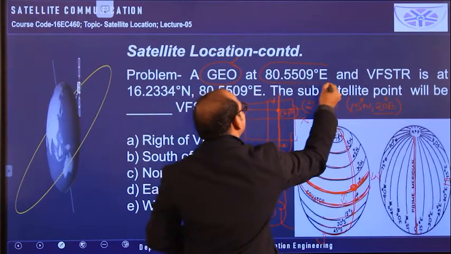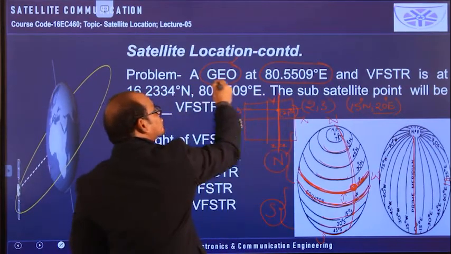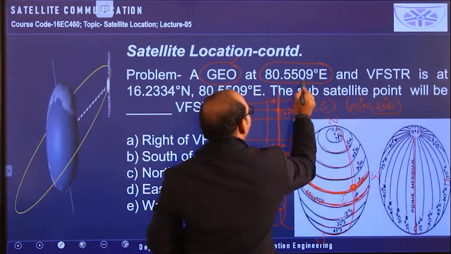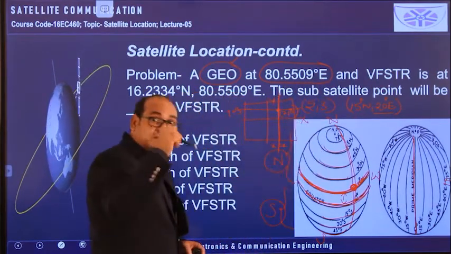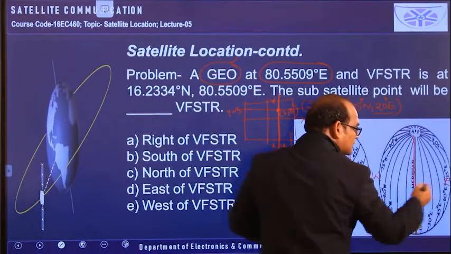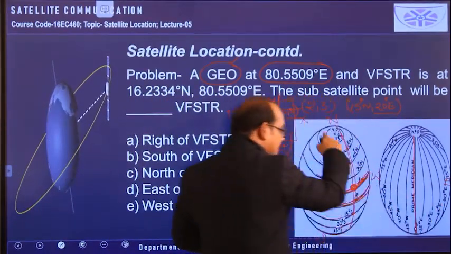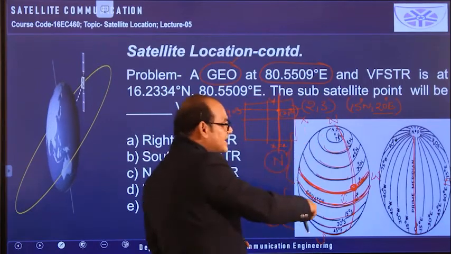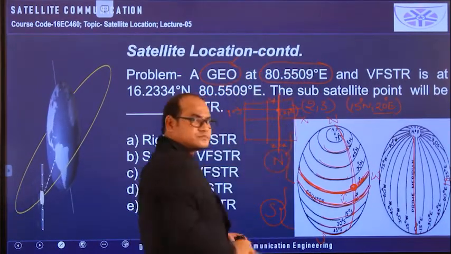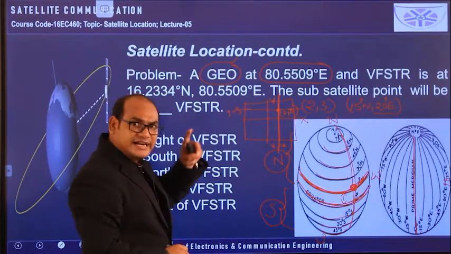Okay, the subsatellite point of this geostationary satellite is given as just 80.5509 degrees east. They did not mention the latitude. East or west, what is that? That is just longitude only. But here north and south are not given. That means the latitude is not given for the geo satellite, because it is already predefined.